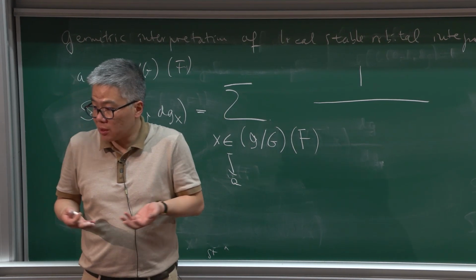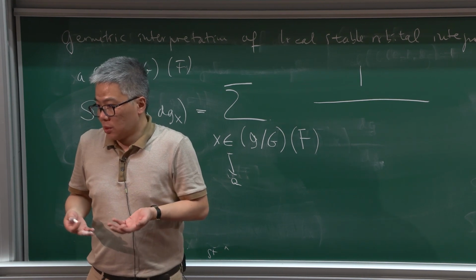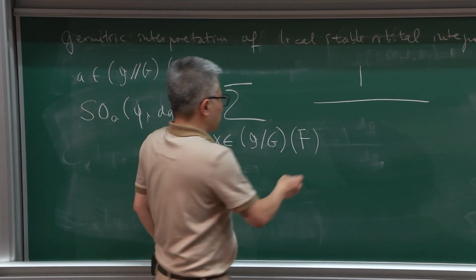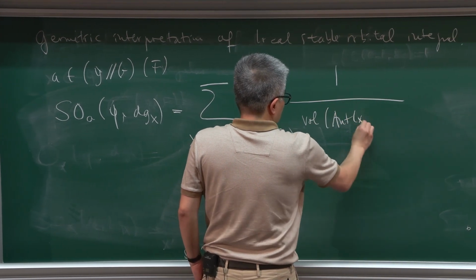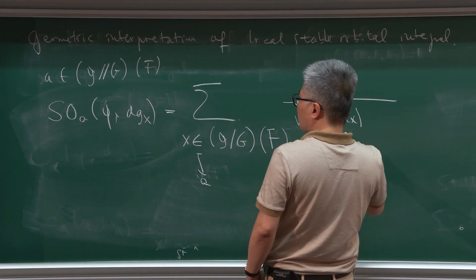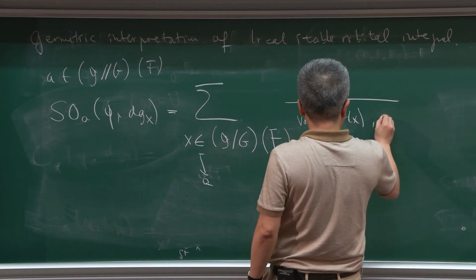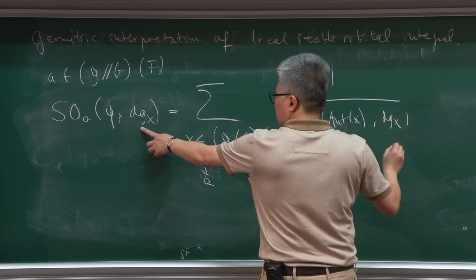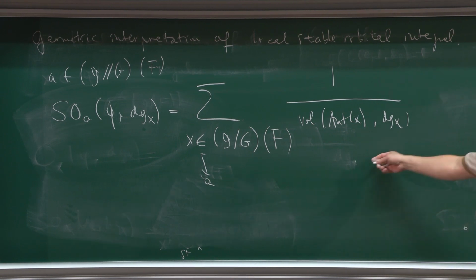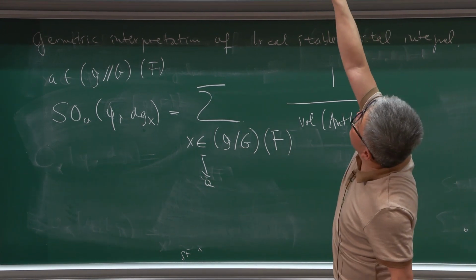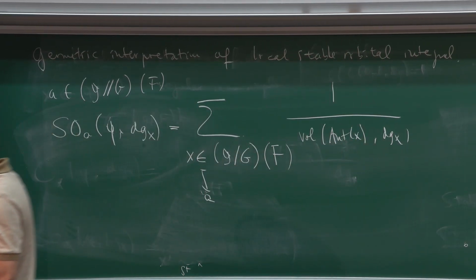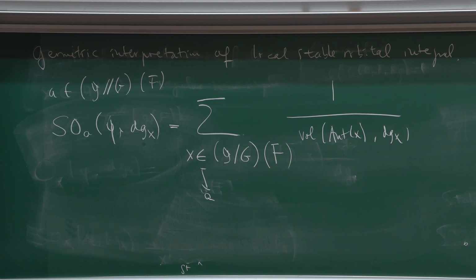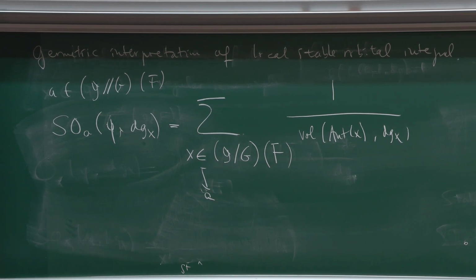But here the automorphism group is a locally compact group. So I take the volume. So this is going to be the volume of the automorphism group of X, which is a subgroup of the centralizer of X, with respect to this measure. Right? So this is the formula. You can just literally translate from the integration and get this formula. I think it's pointless to explain why.